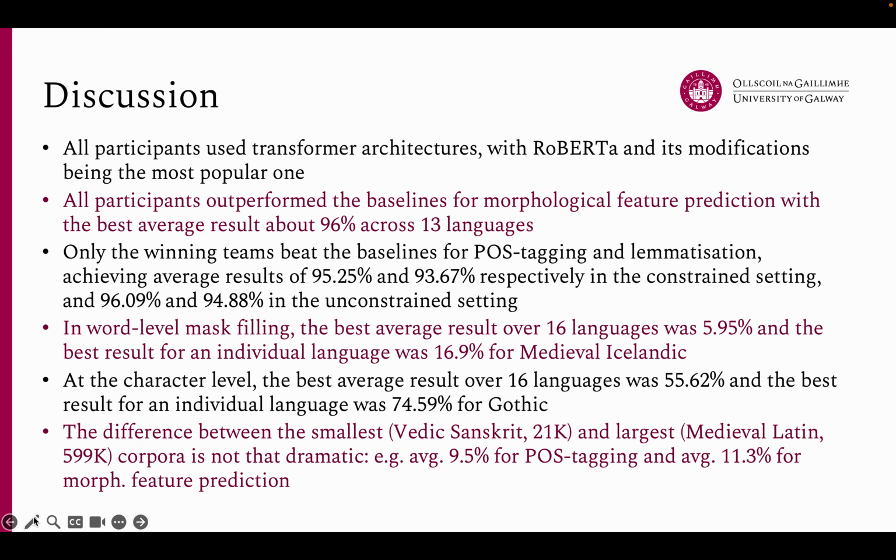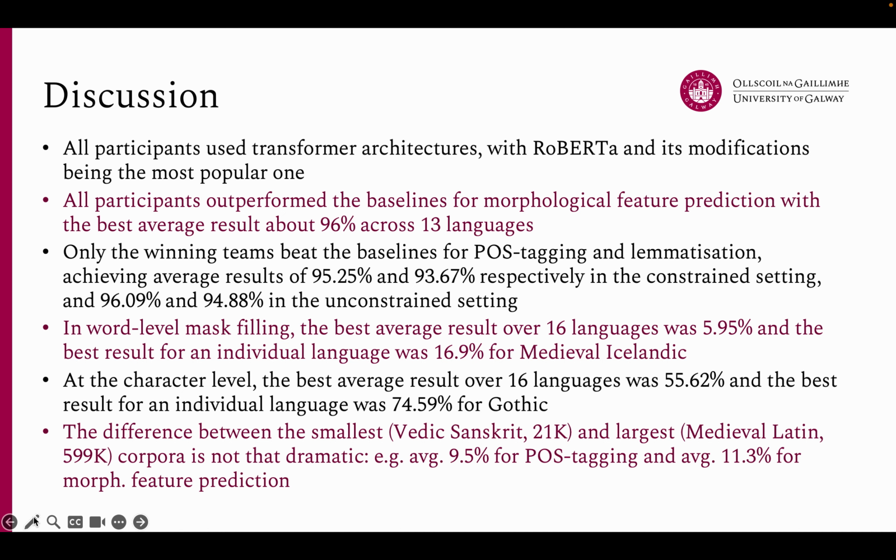Now, some observations. All participants leveraged various transformer architectures, with Roberta and its modifications being the most popular one. While all participants outperformed our baselines for morphological feature prediction, with best average results about 96% across 13 languages, only the winning teams beat the baselines for part-of-speech tagging and lemmatisation. Baselines were not provided for the mask filling problems, which formed part of the unconstrained track only.